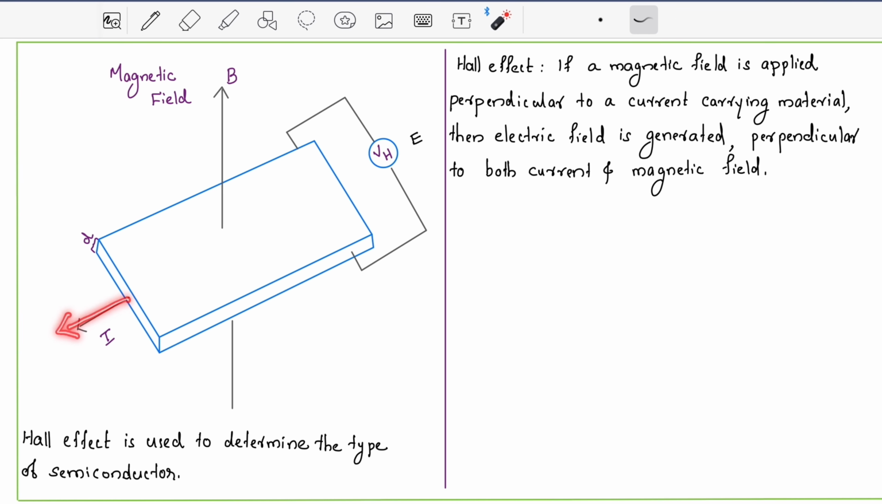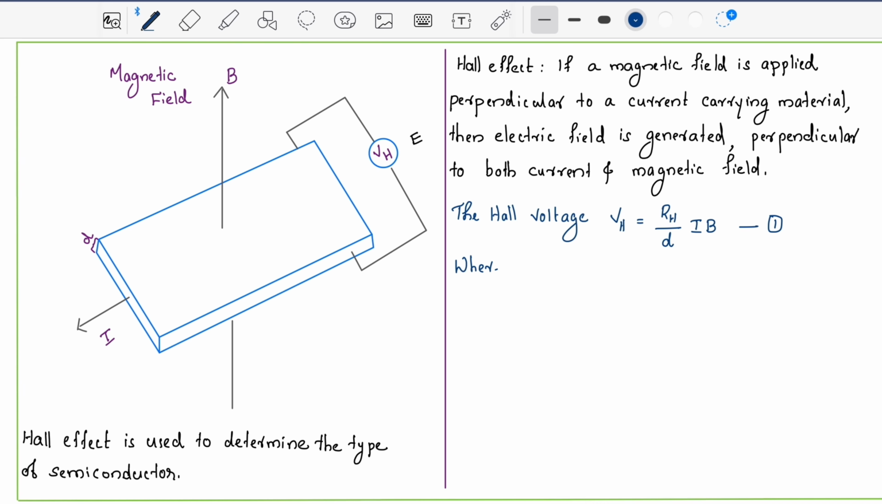Here B is the magnetic field and I is the current which is passing through the material. Both are perpendicular. Then Hall effect says that an electric field is generated which is perpendicular to the current and magnetic field. Now a Hall voltage is generated. The value of the Hall voltage VH is equal to RH by D into IB, where I is the current, B is the magnetic field and D is the thickness of the sample. Here RH is the Hall coefficient.